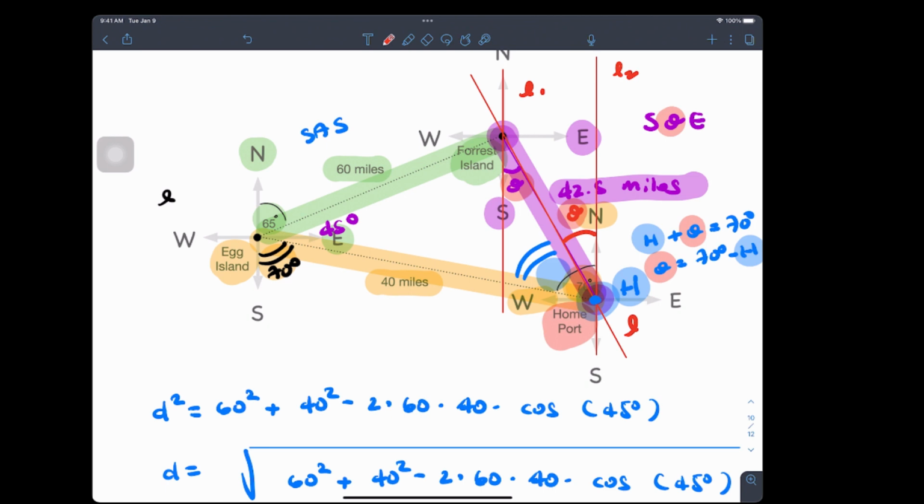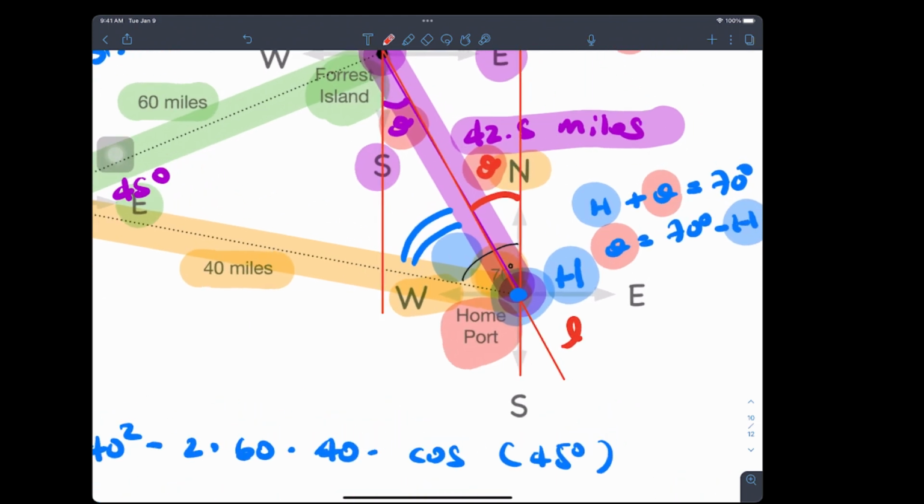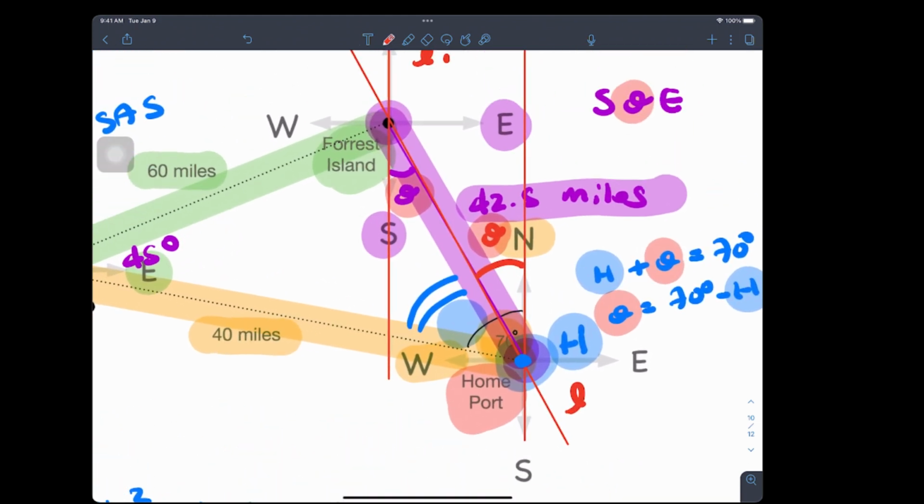So I see the angle theta being here. Theta. So there's theta. Looks like that should be okay, right? So the whole thing was supposed to be 70 degrees, it looks like, right? Interesting. 60, 40, 42.5. Let's double check to see if we did everything okay.